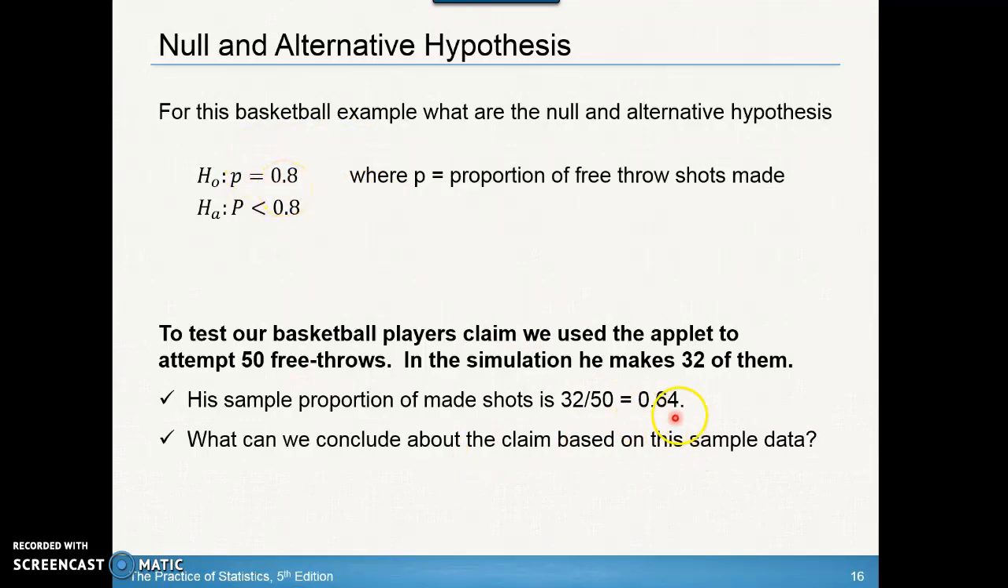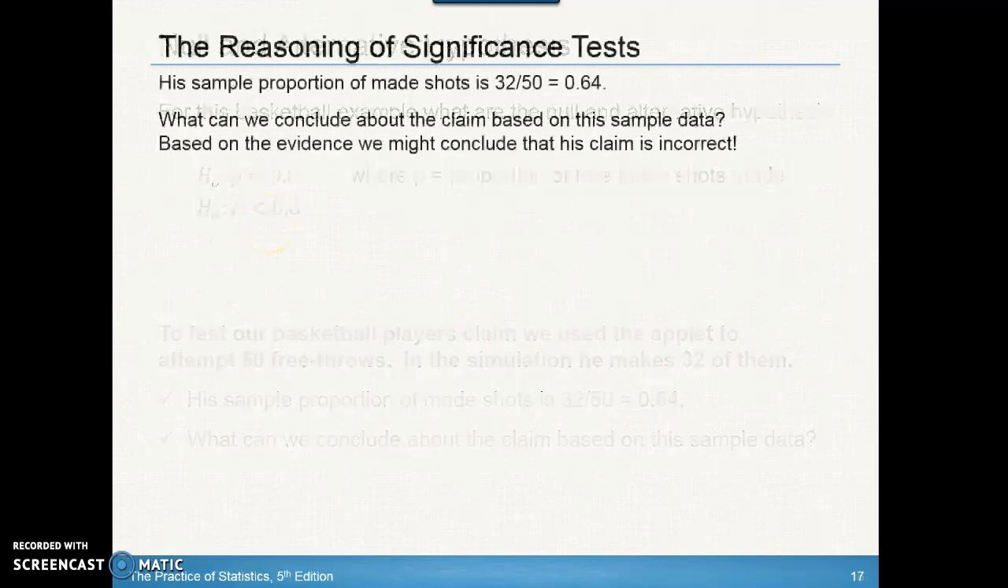Remember that this is just one sample. If I did this another time, would it be 64 or would it be 80? If I did this again, would it be 30 or would it be 75? So this is just one sample proportion of him making the shots. I want to find the probability that this occurs. If this proportion occurs pretty often, then his claim is probably true. So what can we conclude?